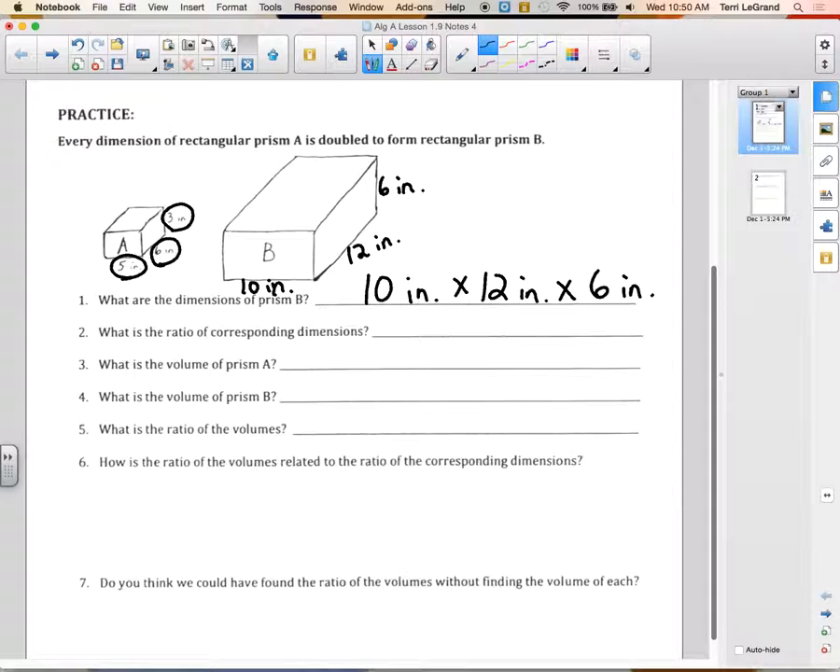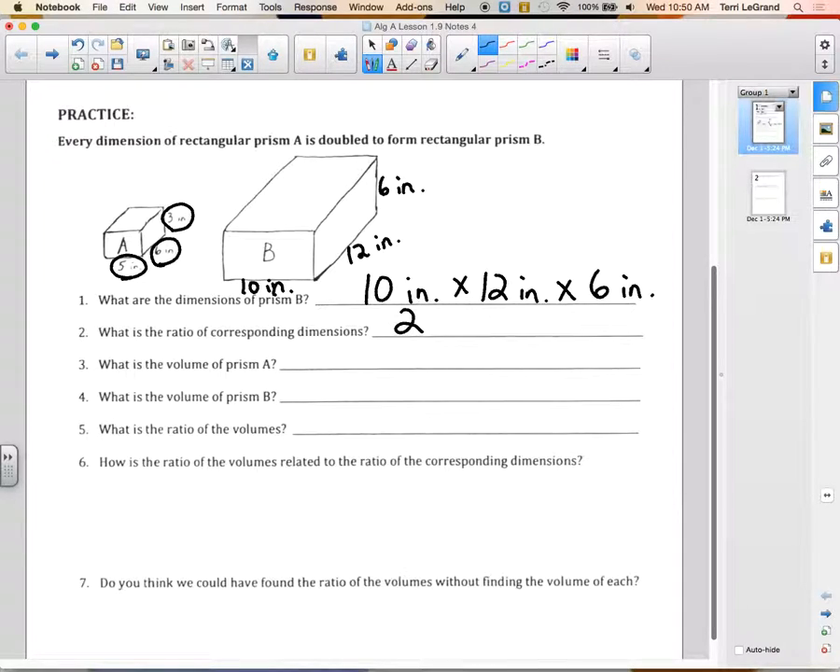So what is the ratio of corresponding dimensions? 2. And how do we know it's 2? Because they told us how we got it. Yeah, we doubled it. And remember, the ratio of corresponding dimensions is the same as the scale factor. So the ratio of corresponding dimensions is actually 2.